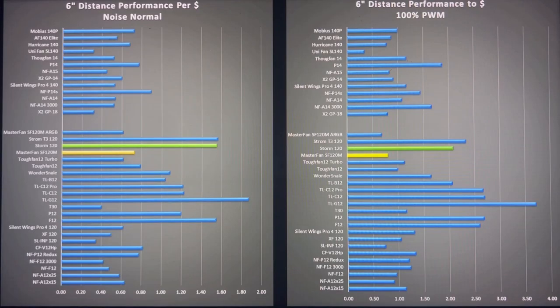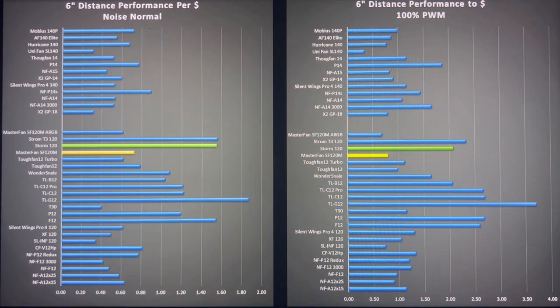All right, now that we have finished going over the fans, their appearance, their features, and all the data, we're on to price to performance ratios. So first up is the price of the fans. The Storm was purchased in a triple pack, making each fan $12, the same price as the T3, as a matter of fact. The Master Fan SF120M, when I purchased it, was $35.